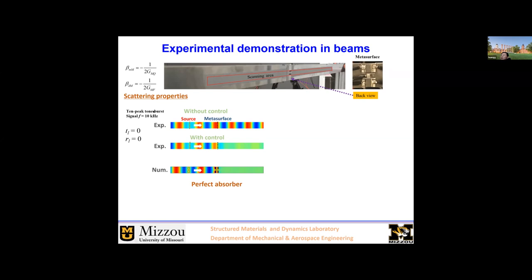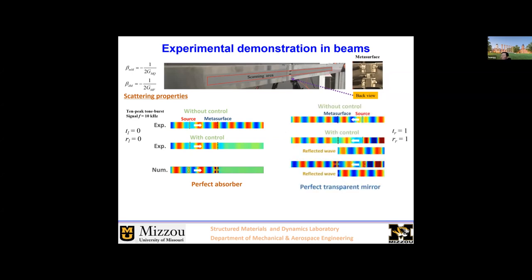So this is showing experimental results. For example, without the control, if you put this metasurface in, because it is small in size, the wave will pass through. But if you turn this control on, then you can see the transmitted wave is almost zero and the refracted wave is also equal to zero. And this experimental result is in good agreement with our numerical results.